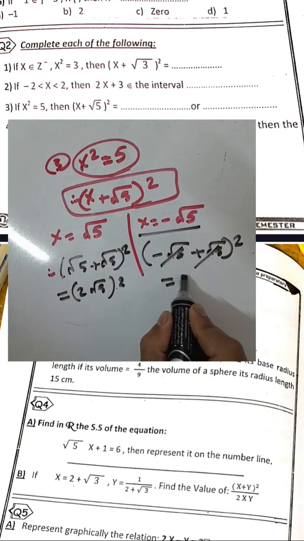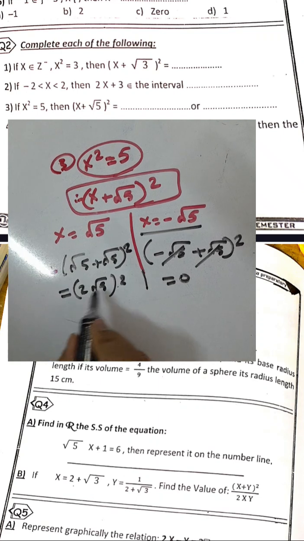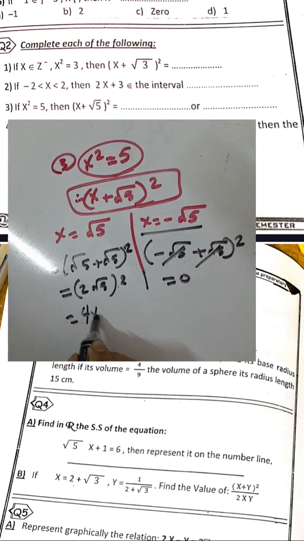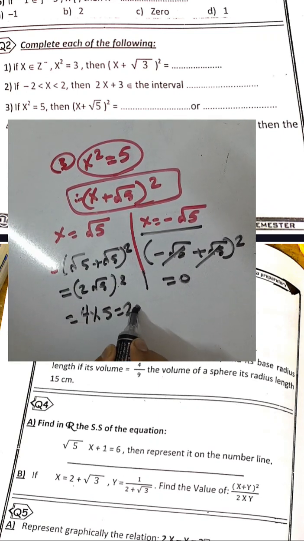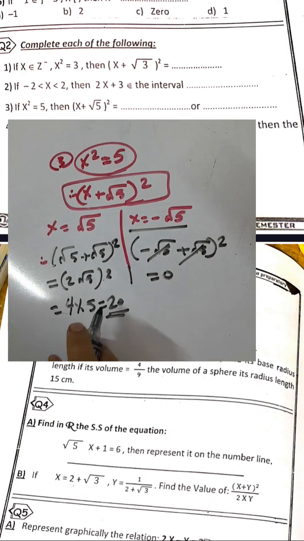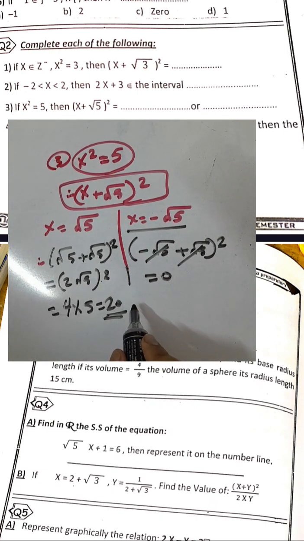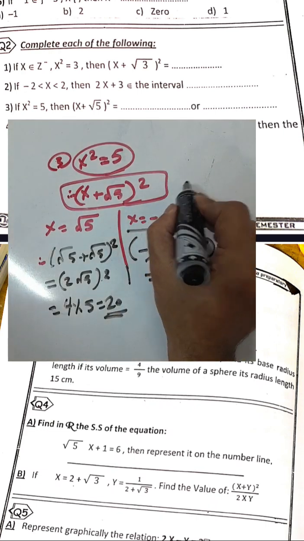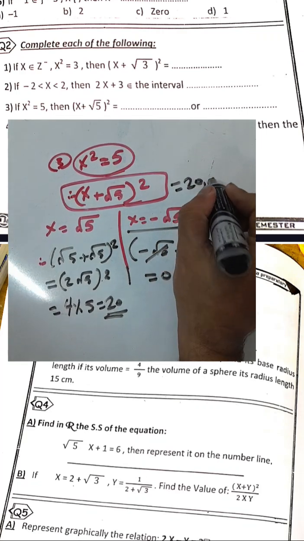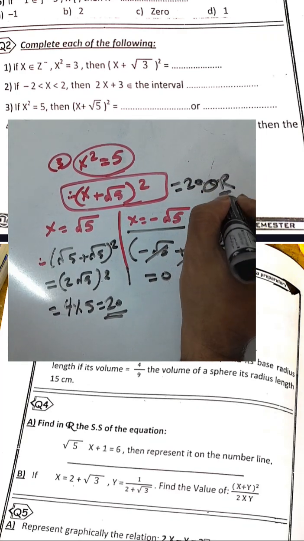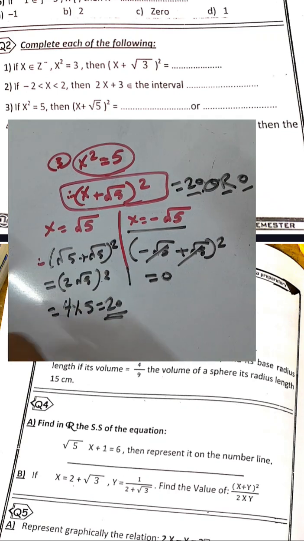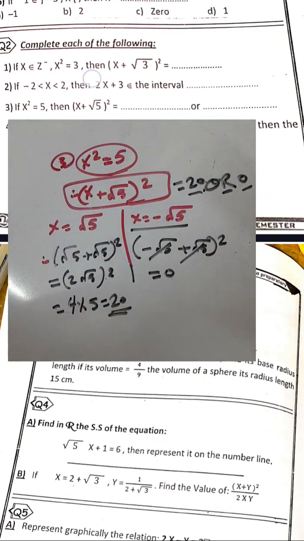0 to the power 2 equals 0. 2 to the power 2 equals 4, and root 5 to the power 2 will be 5. 4 times 5 equals 20. Then the value will be, we have two solutions, 0 or 20. We have two solutions for this expression.